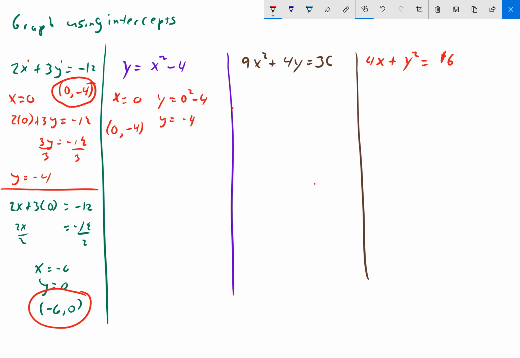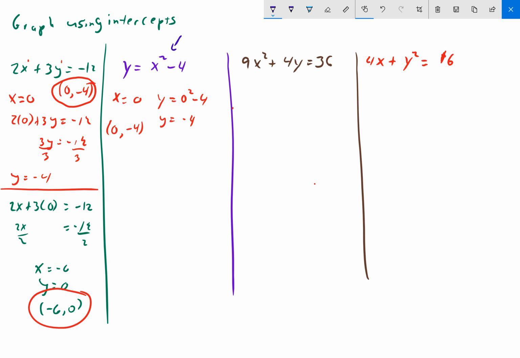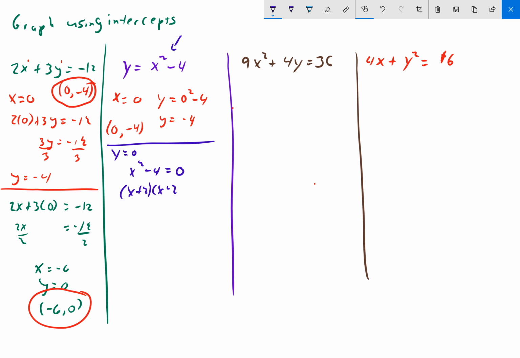Now, I'm hoping that what you're noticing is that I have that square there. So if I set y equal to 0, I end up with x squared minus 4 equals 0. Now, you can factor this: x plus 2 times x minus 2 equals 0. And then you say x equals -2 or x equals +2.